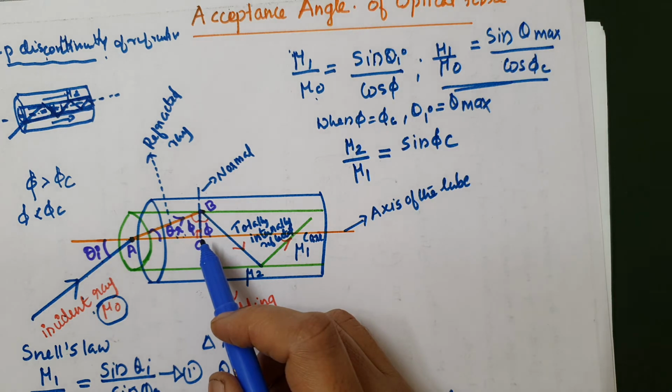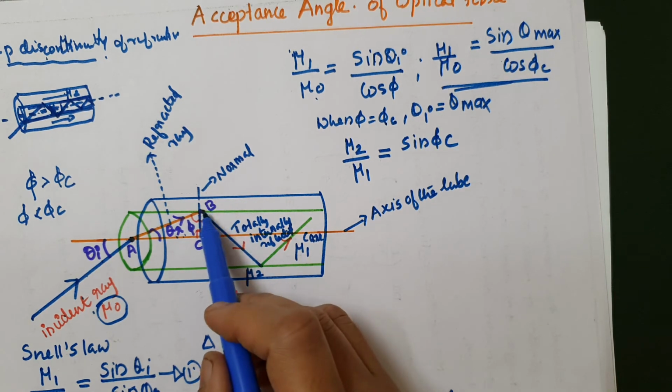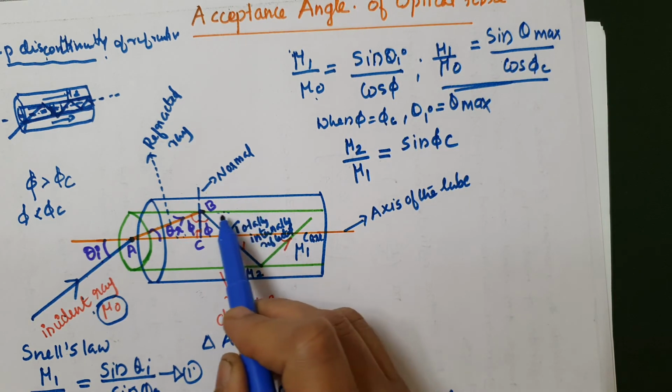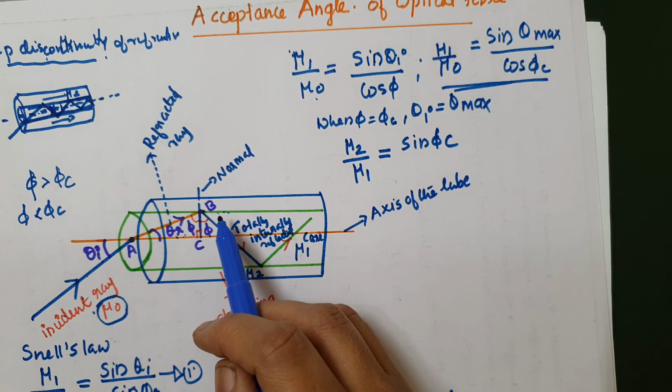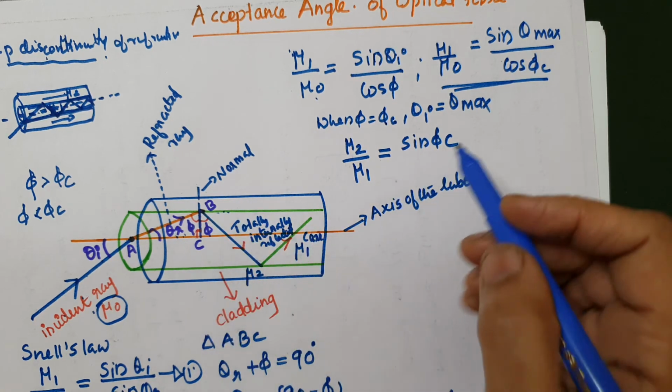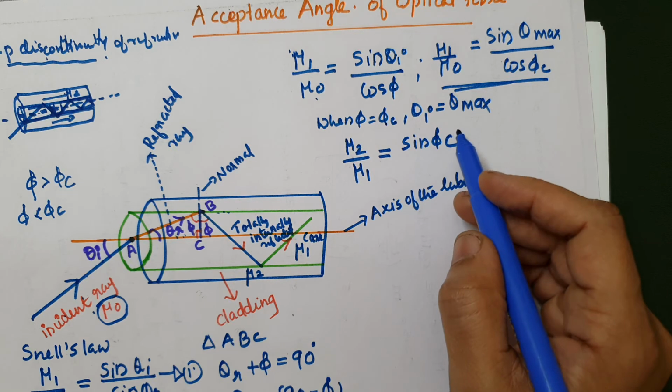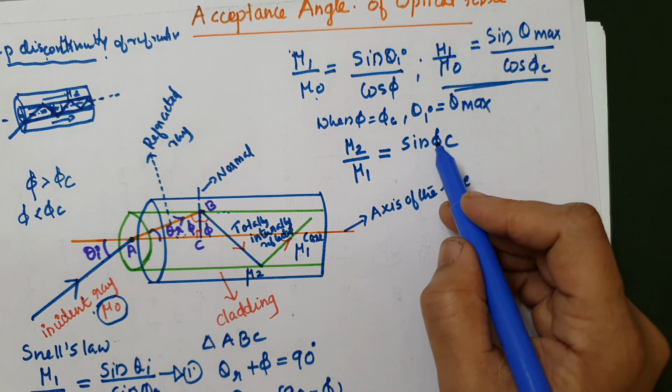Then when the angle of incidence is the critical angle, the ray just grazes along this boundary. The ray makes an angle of 90 degrees with the normal, or the ray refracts at an angle of 90 degrees. The angle of refraction will be 90 degrees.